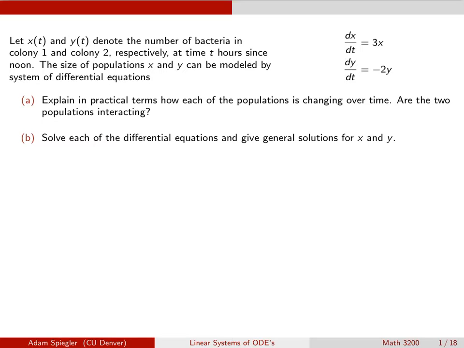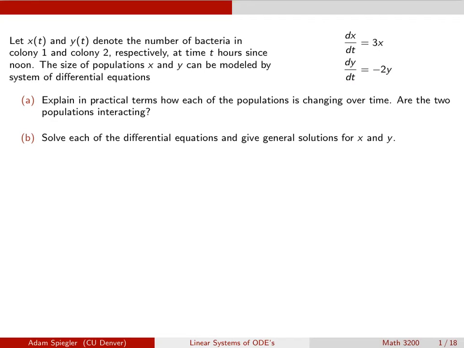So let's start with the following example to motivate things, and then we'll add some complexities into these examples. Let's say, for example, I have two bacteria colonies. I have one colony whose size is given by x, and I have a second bacteria colony whose size is given by y, and they're both functions of time. So here's our system. dx/dt is equal to 3x, and dy/dt is equal to minus 2y.